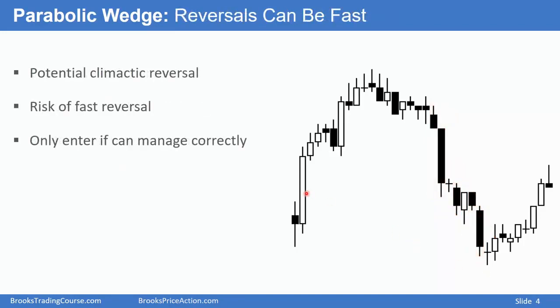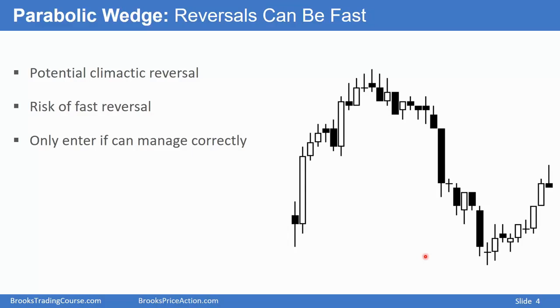Anytime you have a parabolic wedge or a parabolic series of buy climaxes here, 1, 2, 3, or sell climaxes, 1, 2, 3, you have to be thinking that the market has gone too far too fast. The stop is too far away. Traders have to take profits. Aggressive traders will sell a bull parabolic wedge or buy a reversal up from a bear parabolic wedge, betting on at least a small profit.